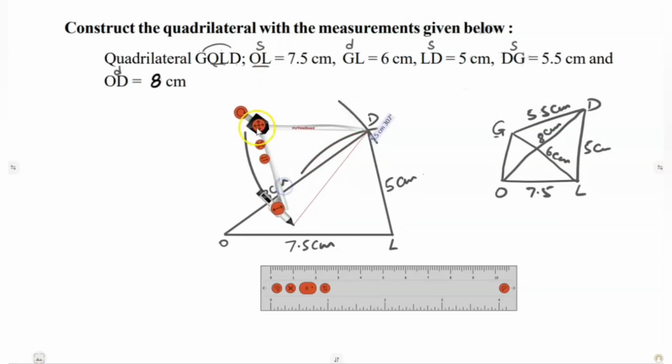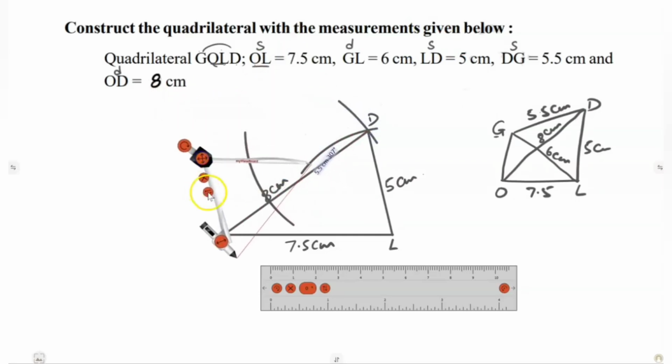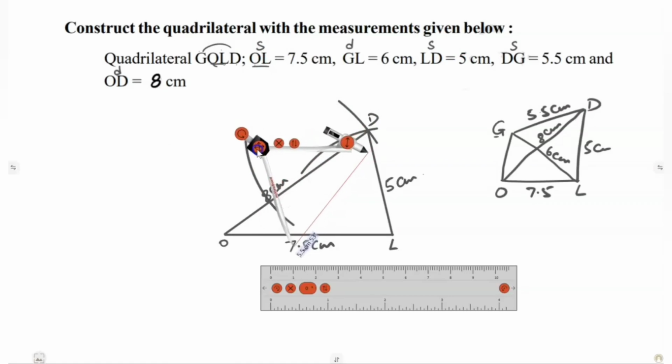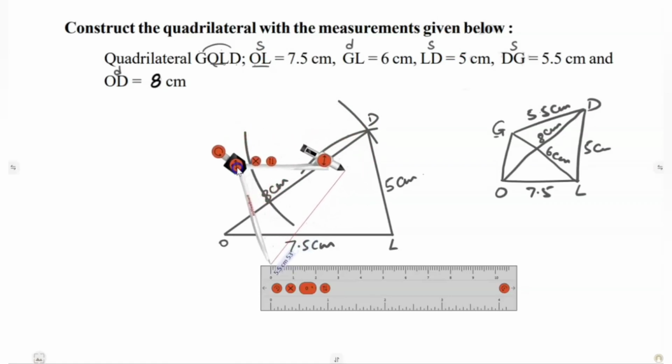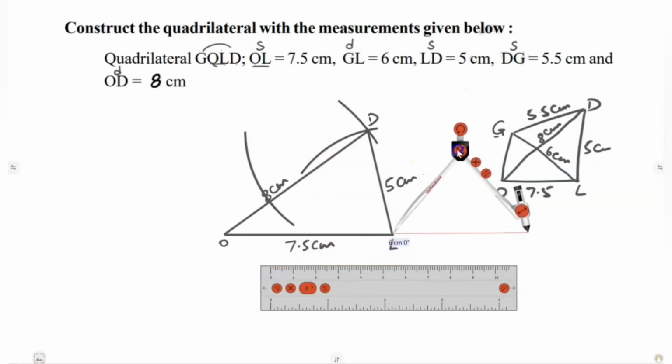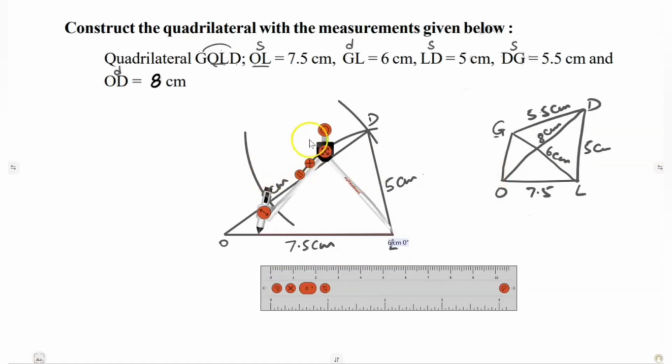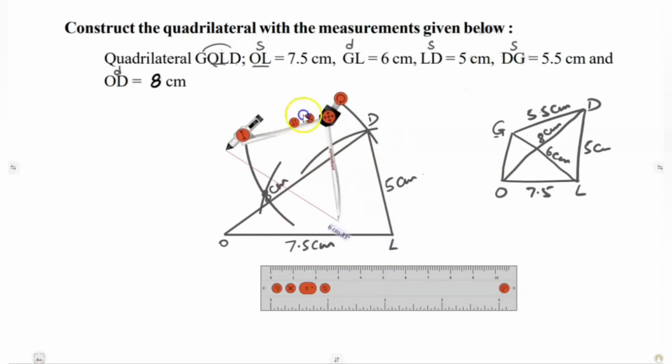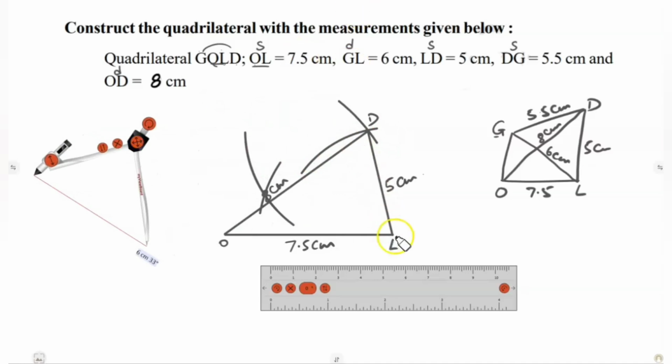Okay, next, take the compass and open it to 6 centimeters. Now we are constructing a 6 centimeters arc through L. From L it is 6 centimeters. So open 6 centimeters. This is exactly 6. Put it on L, L as center and 6 centimeters as radius. Draw another arc to cut the previous arc. Let the two arcs meet at a point G. This is okay. Now join L to G.